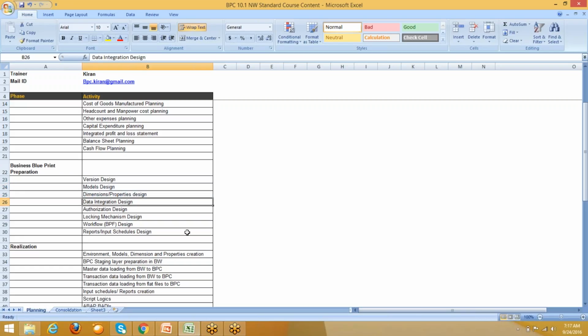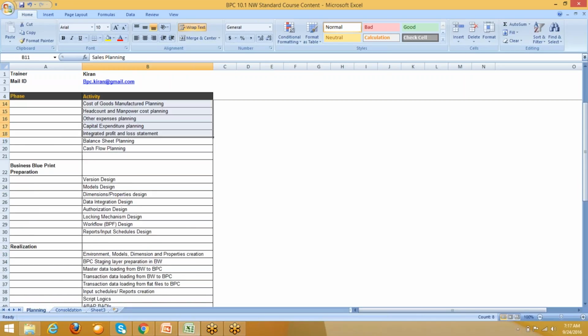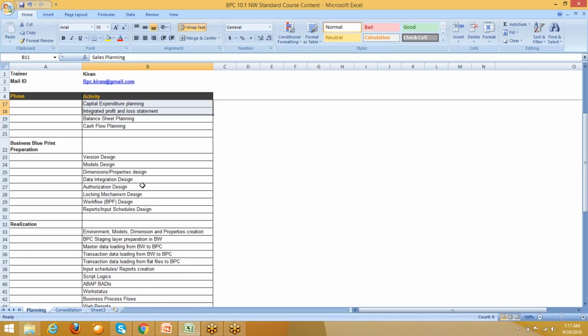Now, data integration design. Data integration design in the sense of how these scenarios are integrated, that design we are going to discuss and add in the blueprint. Authorization design, so security related stuff. Locking mechanism, so how you are going to lock the plan data once it is approved, that we are going to discuss and add in the blueprint.